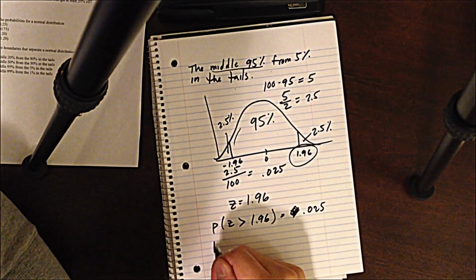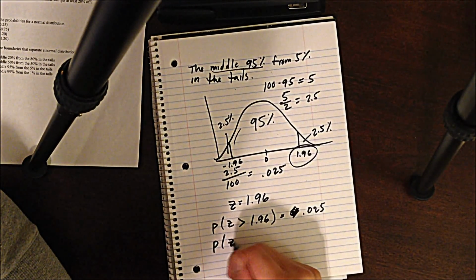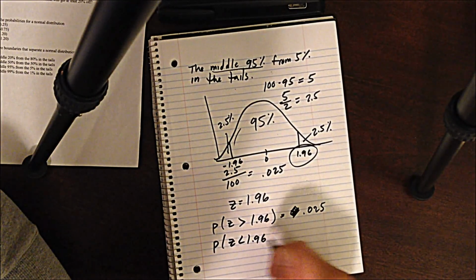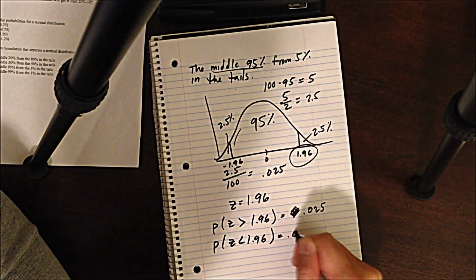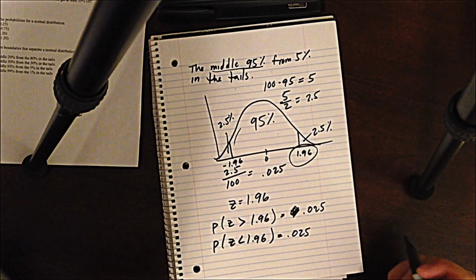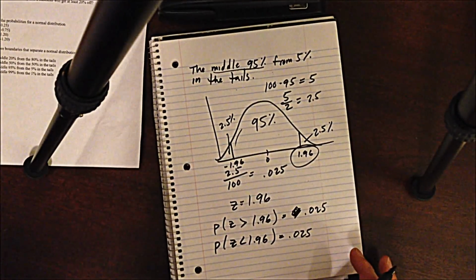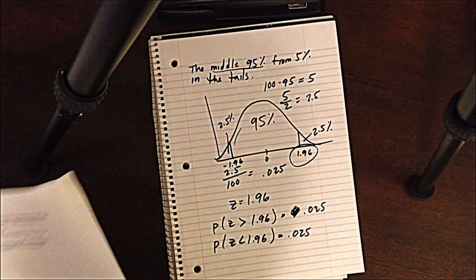Okay? Or P of Z less than 1.96 equals 0.025. Yep. Okay, so let's try another one. Let's do another example. So last one asks, this is number 4 in your worksheet. The worksheet was given in class.